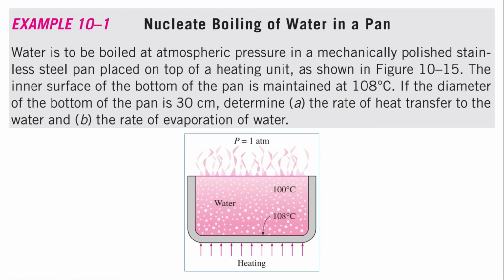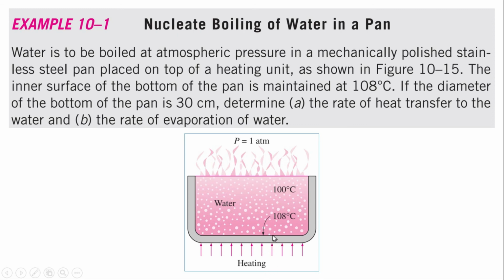Now let us take an example related to the nucleate boiling of water in a pan. Let me just read the question statement: the water is to be boiled at atmospheric pressure in a mechanically polished stainless steel pan placed on top of the heating unit. As you can see in this diagram, this is a stainless steel pan and it is being heated.